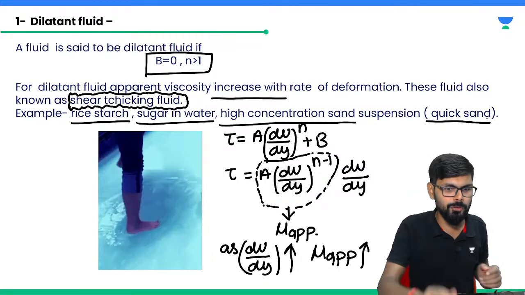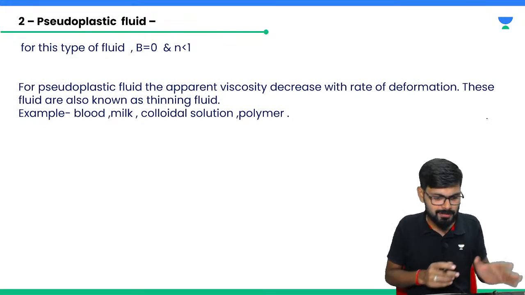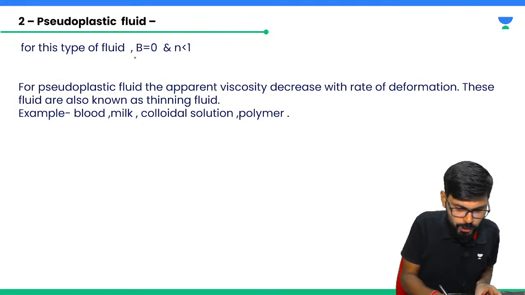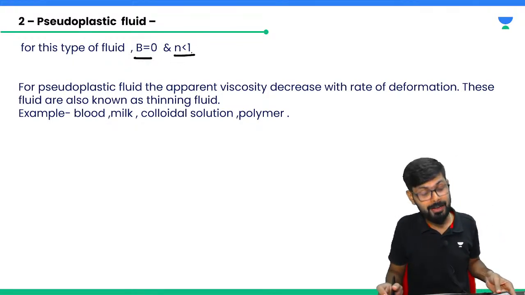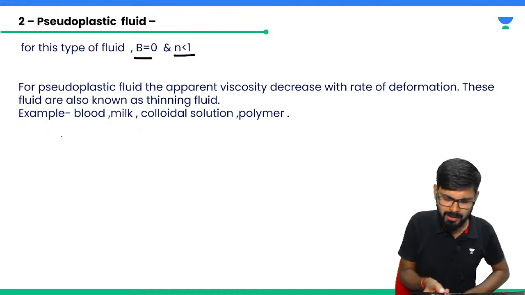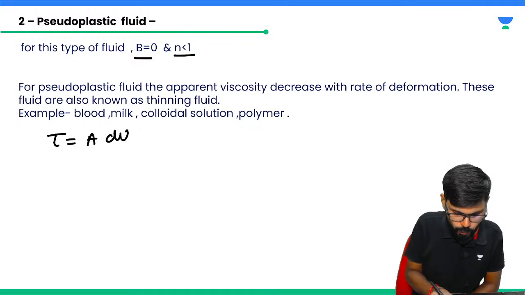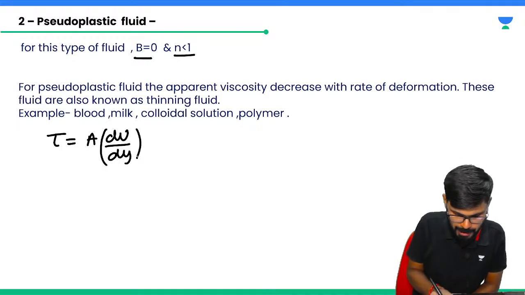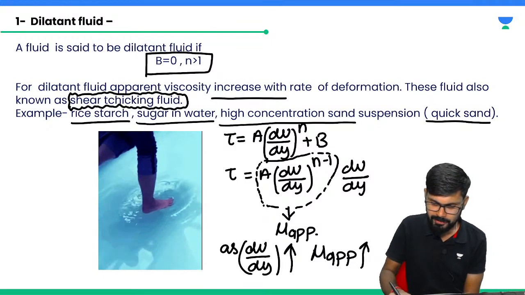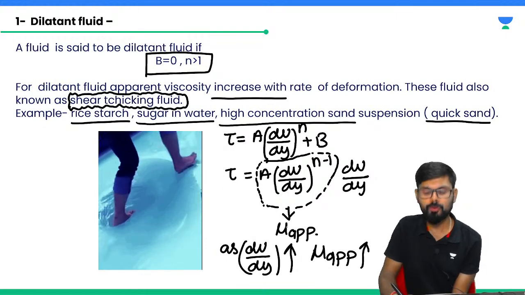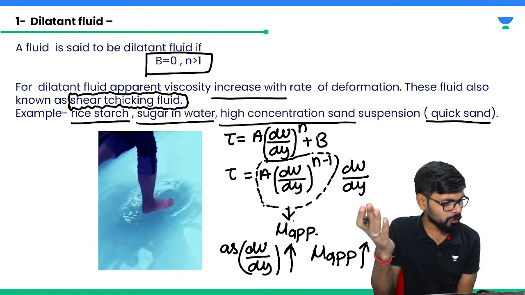Okay, so dilatant fluid is done. Clear beta? Let's come to the next, pseudoplastic. Now in case of pseudoplastic, B value is 0 only, but N value is less than 1. If N value is less than 1, then what will happen? Very simple, same, tau is equal to A (du/dy) to the power N plus B. One thing I would like to tell you, this equation, tau is equal to mu apparent du/dy, is also a y is equal to mx type of equation.